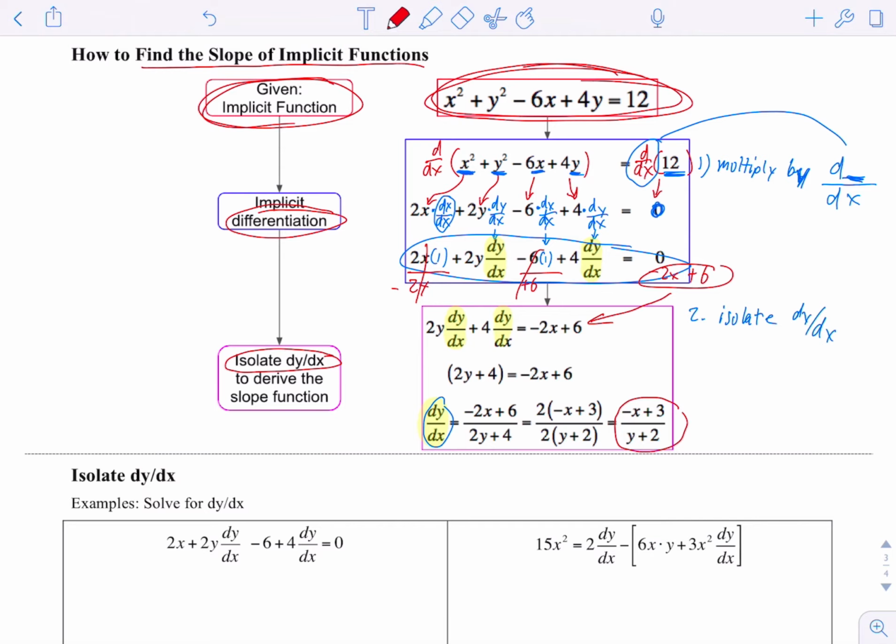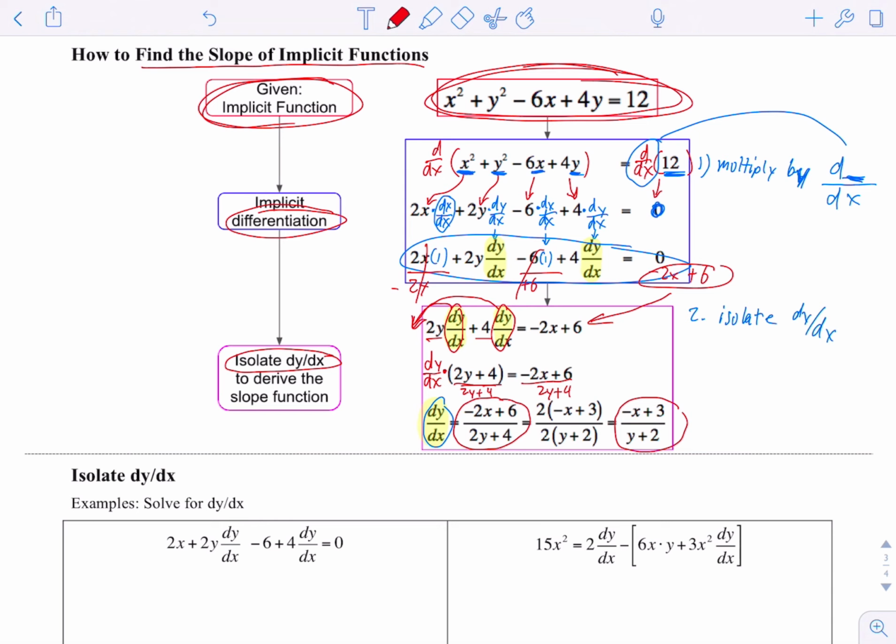Now, look, I have dy dx in common, so let's factor them out. I'm going to pull out a dy dx, and I have left a 2y plus 4 inside. So now I have dy dx times this quantity of 2y plus 4. How do I get dy dx by itself? I just need to divide both sides by 2y plus 4. And there you go. That's right here.